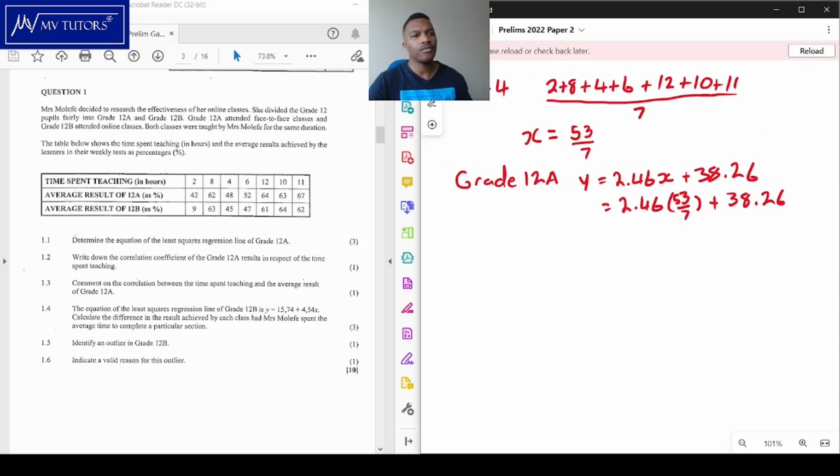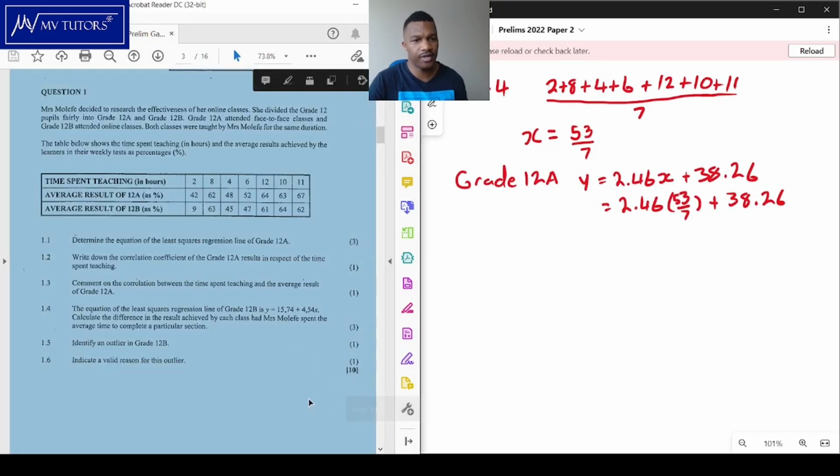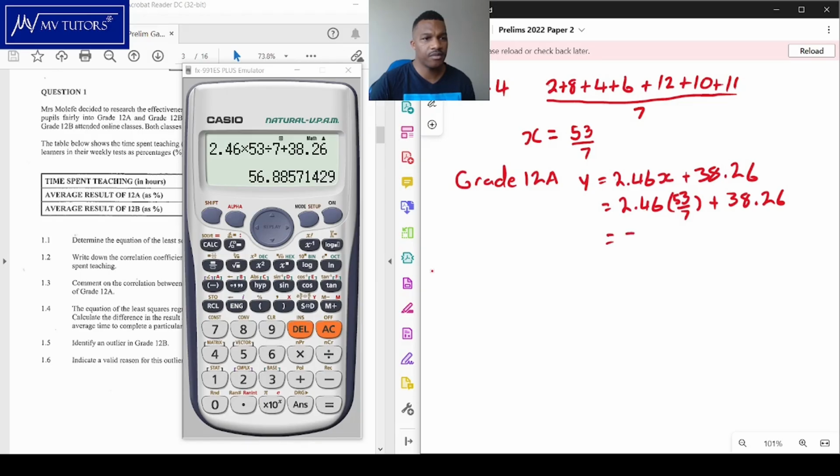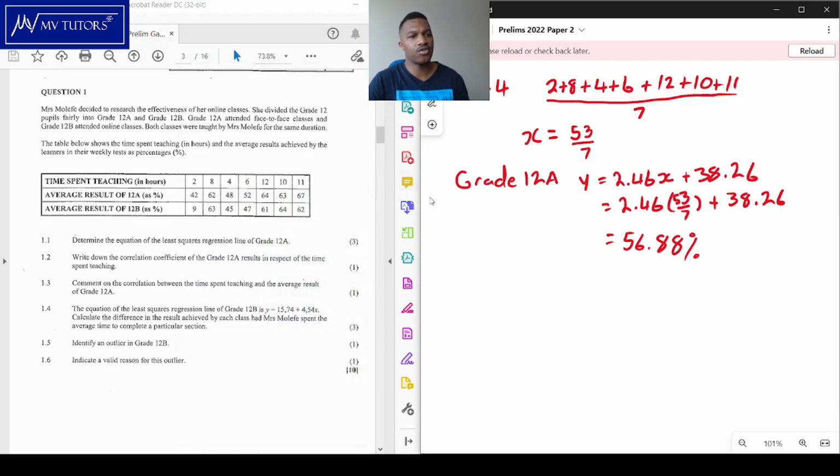Okay, and let's put that in a calculator. So we're going to go 2.46 times 53 divided by 7, and all of that added to 38.26, and we get that. Okay, let me just put it in decimal this time. It's going to be 56.88, and this is in percentage for grade 12A.